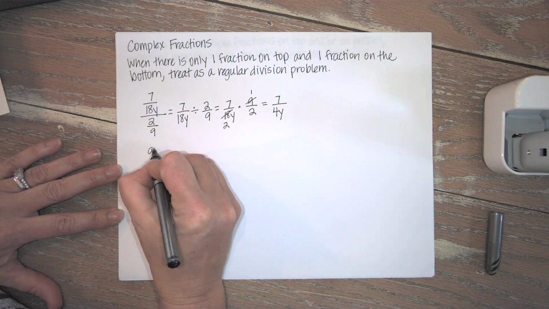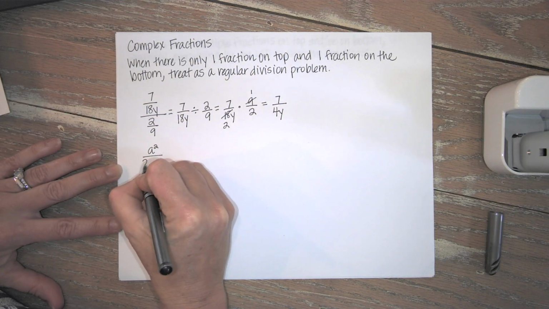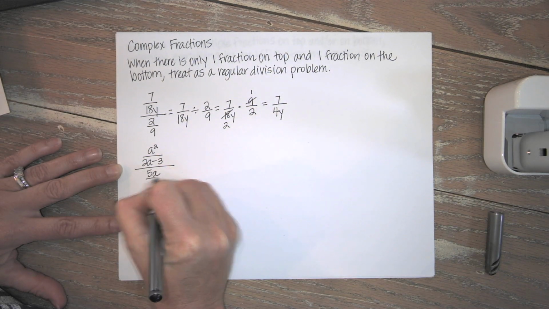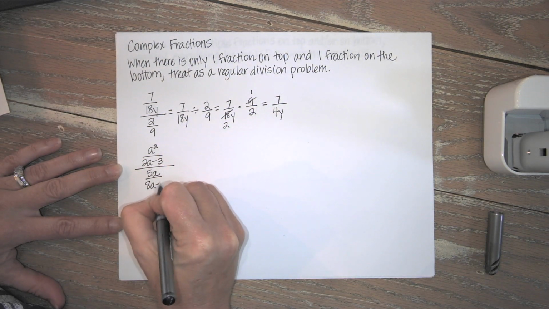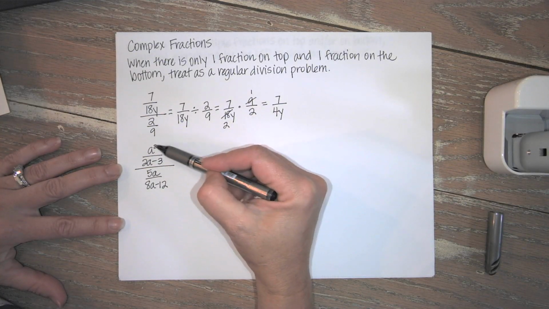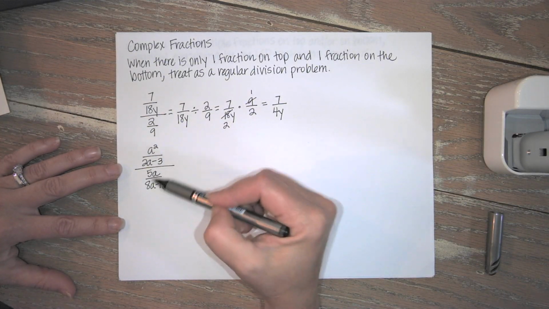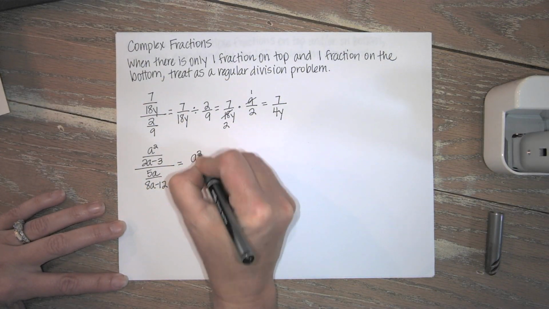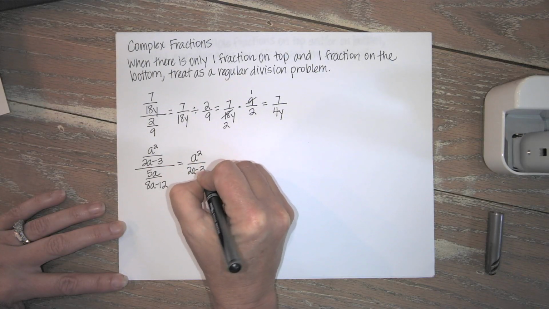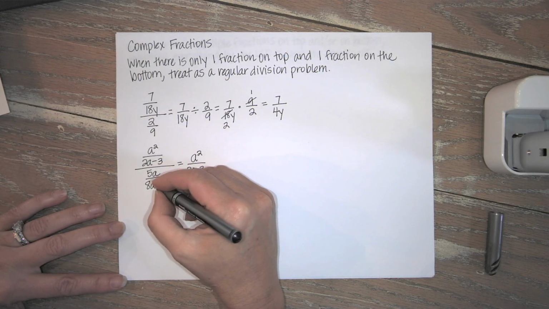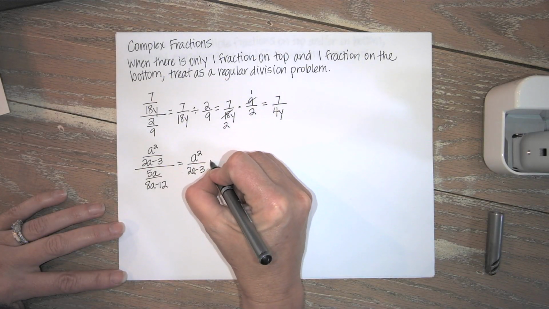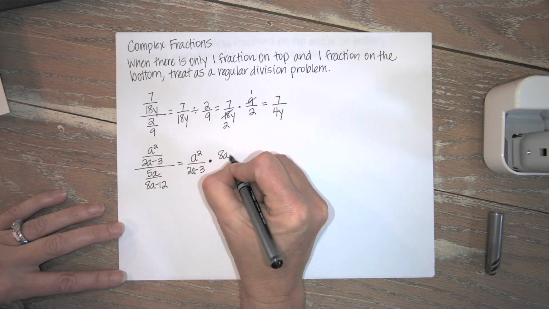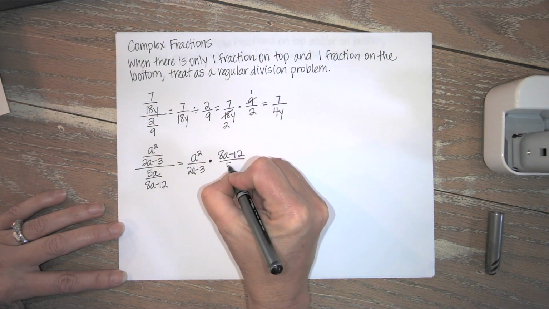Let's look at another one. If I have a squared over 2a minus 3 over 5a over 8a minus 12. Okay, once again, this is one fraction or one rational expression on the top, one fraction on the bottom. We can work this like a division problem. So I'm going to have a squared over 2a minus 3 divided by this bottom fraction. I'm going to go ahead and rewrite it as a multiplication problem, multiplying by the reciprocal of the bottom. So I have 8a minus 12 over 5a.